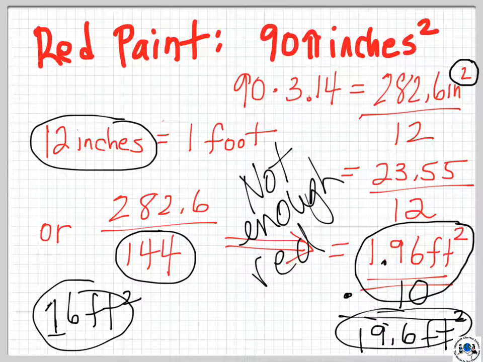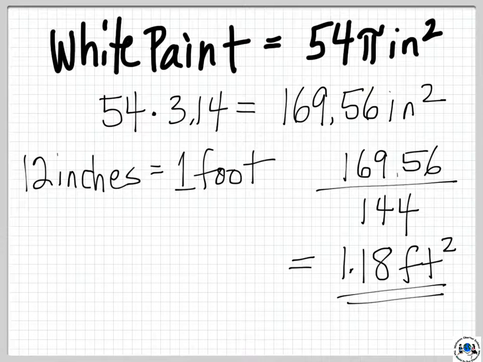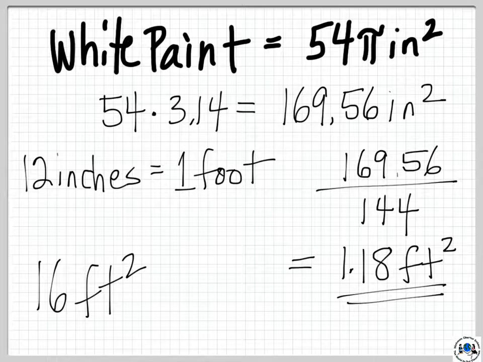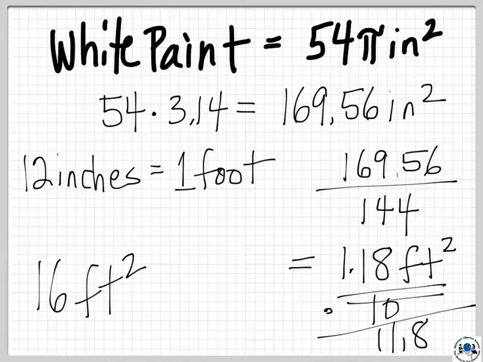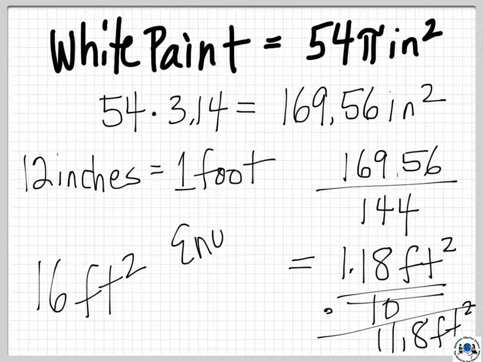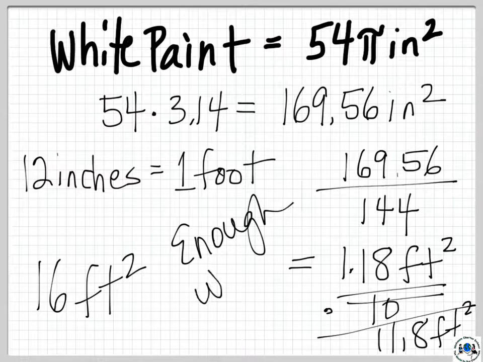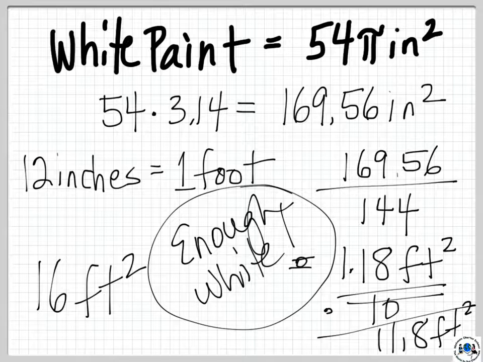All right, so let's look at white. Again, the 8-ounce can covers 16 square feet, and we need 1.18 square feet per target. Multiply that by 10, and we get 11.8 square feet is what we need. And yes, we have enough white. So there are our answers: we have enough white, but we do not have enough red.